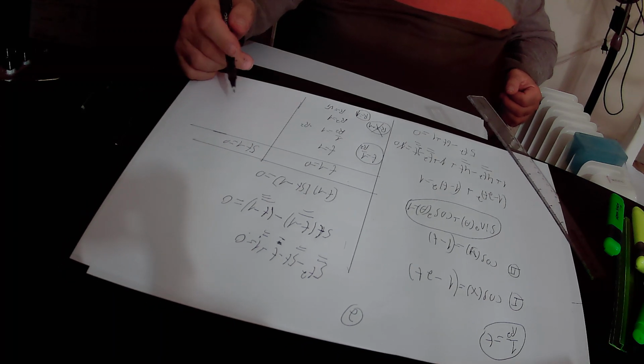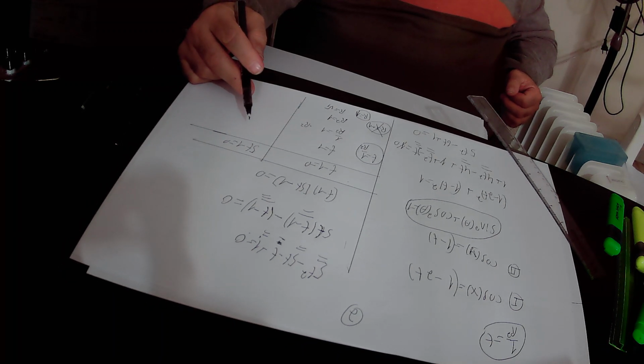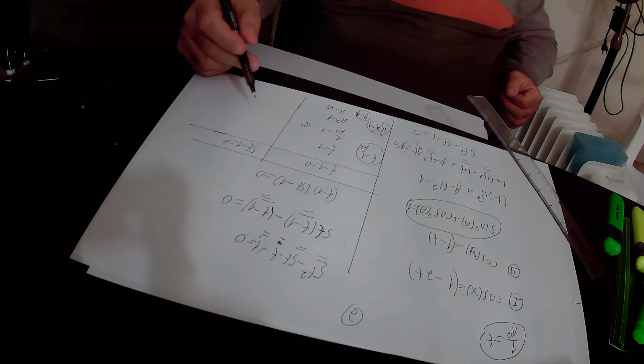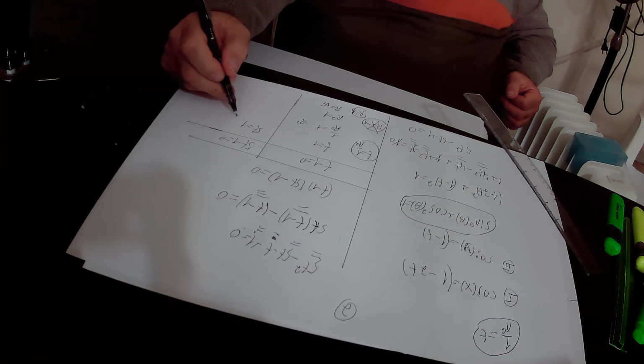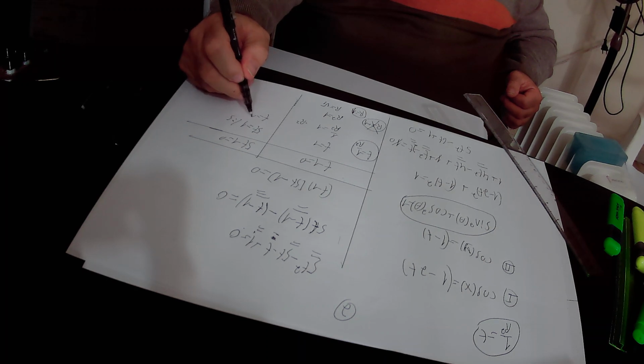Then we have the second solution, that 5t minus 1 equals 0, that is to say 5t equals 1. We divide this equation by 5, and we get that t equals 1 over 5.